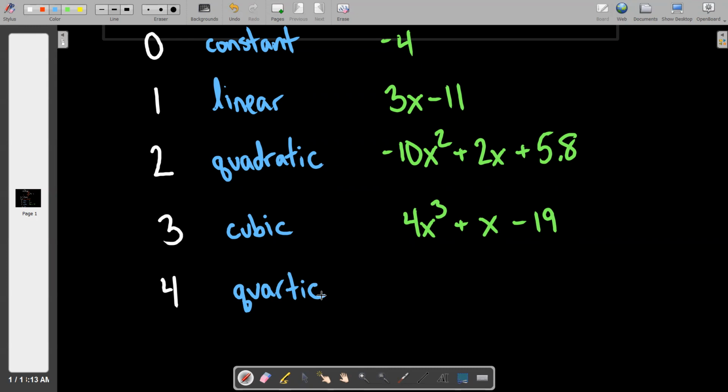A-R-T-I-C, quartic. And again, to write a quartic, you just have to make sure that x has the highest power of 4. And so it could be like negative x to the 4th plus 9. Yeah, there you go. Look, it's a quartic.